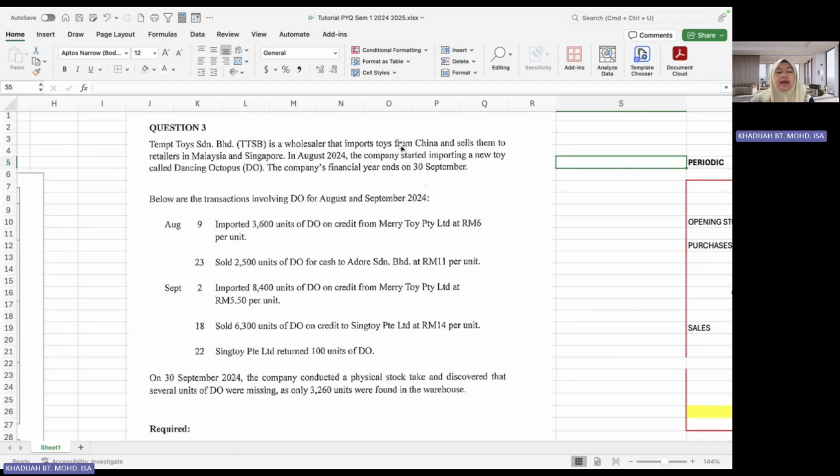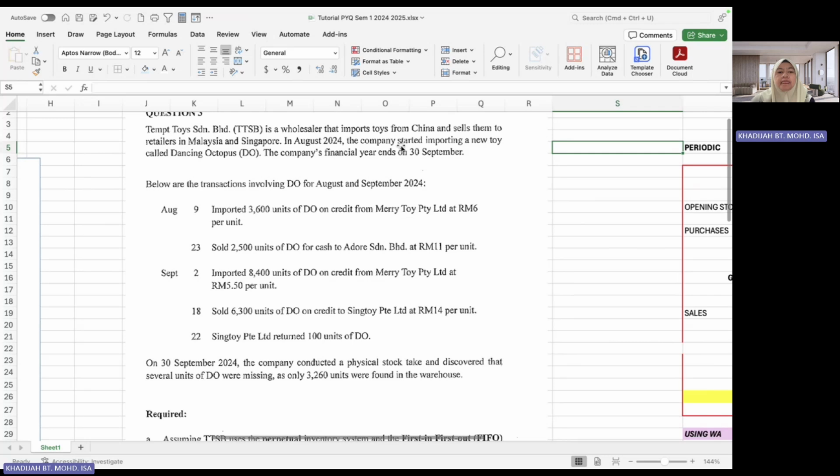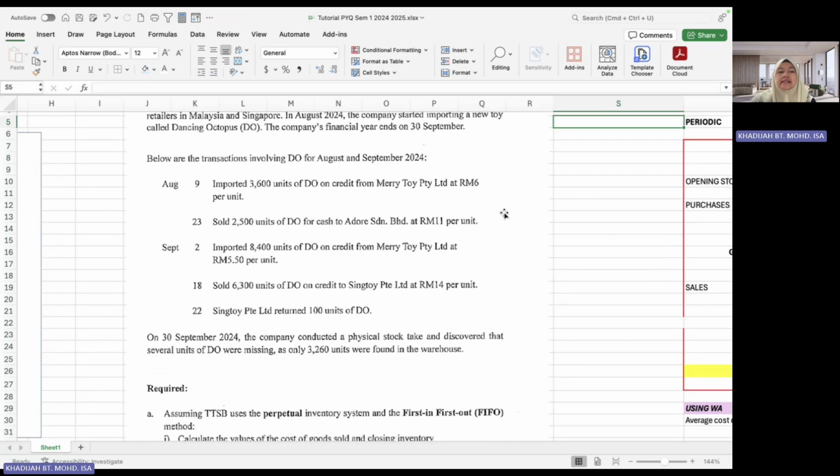Question 3: Tem Toys Neighborhood is a wholesaler that imports toys from China and sells them to retailers in Malaysia and Singapore. In August 2024, the company started importing a new toy called Dancing Octopus, or DO, and the company's financial year ends on 30th September. Below are the transactions involving DO for August and September 2024.